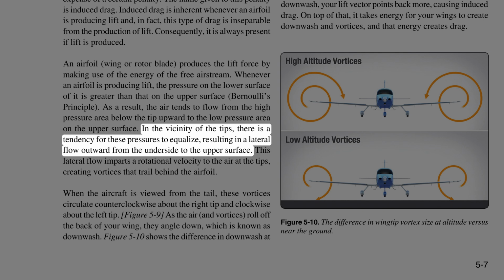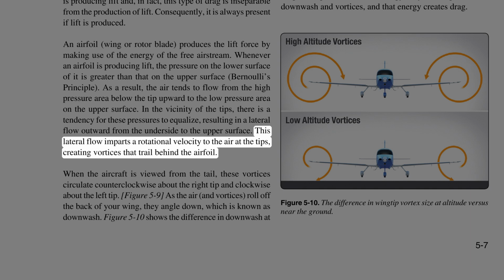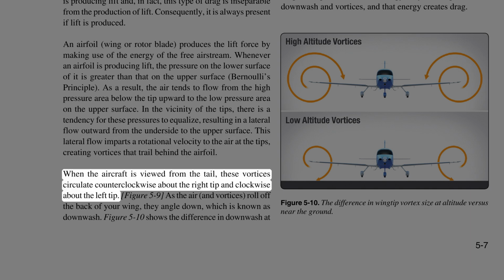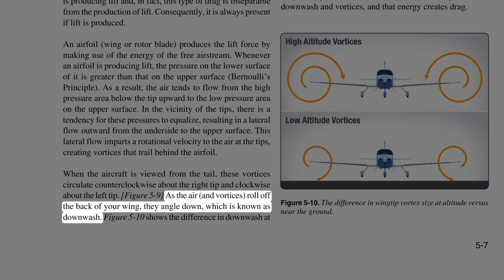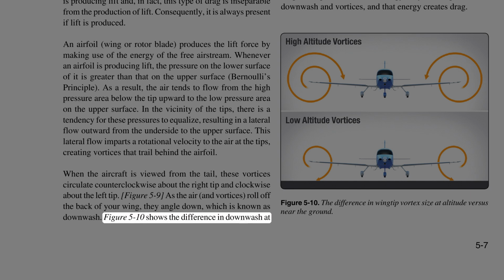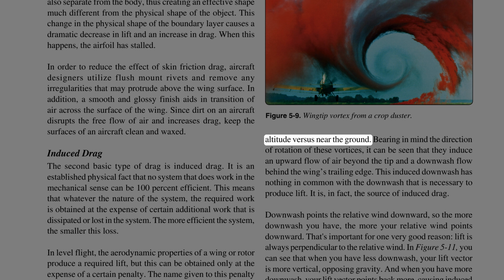In the vicinity of the tips, there is a tendency for these pressures to equalize, resulting in a lateral flow outward from the underside to the upper surface. This lateral flow imparts a rotational velocity to the air at the tips, creating vortices that trail behind the airfoil. When the aircraft is viewed from the tail, these vortices circulate counterclockwise about the right tip and clockwise about the left tip. As the air and vortices roll off the back of your wing, they angle down, which is known as downwash. Figure 5-10 shows the difference in downwash at altitude versus near the ground.